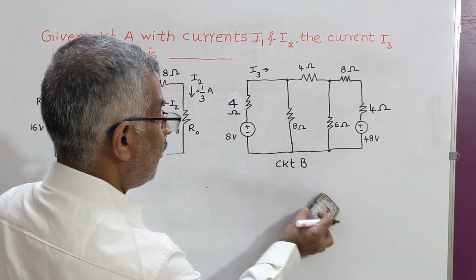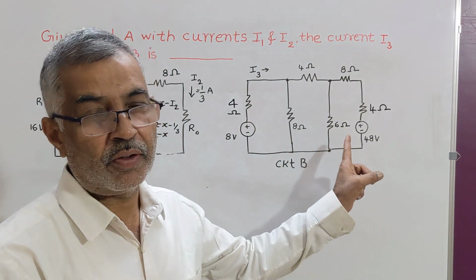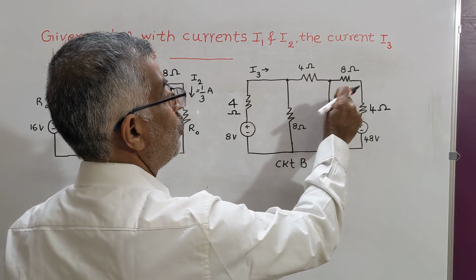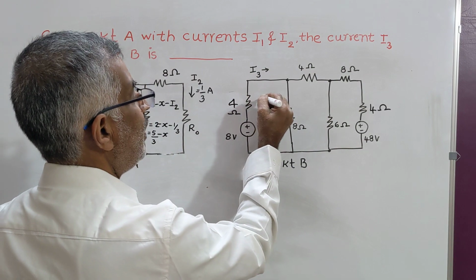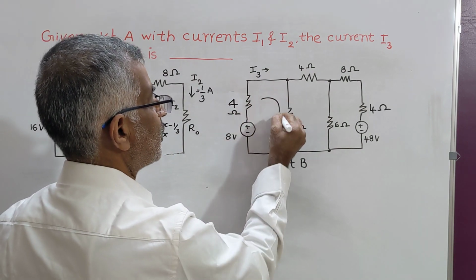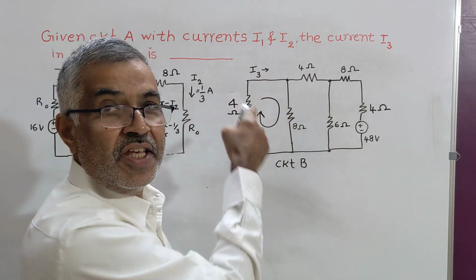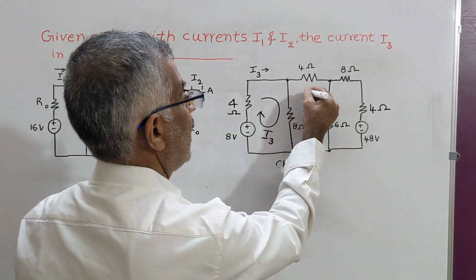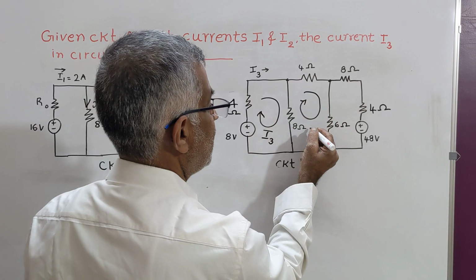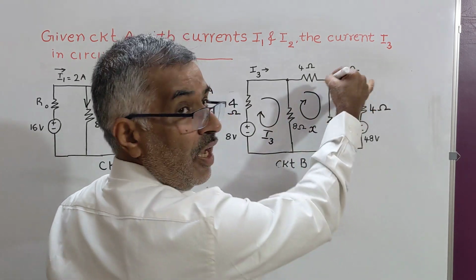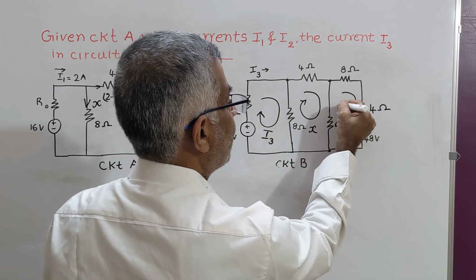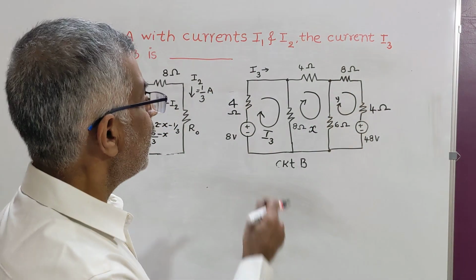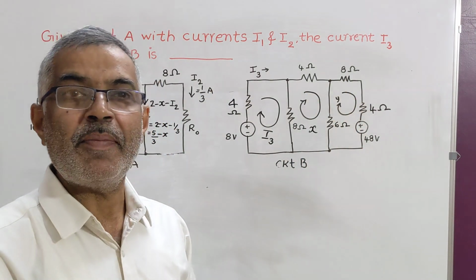Now, first look into this circuit. How many meshes are there? 3: 1, 2, 3. Now I will take meshes in these directions. Already I3 is given, therefore I will call this mesh I3. Next, I will call this mesh X. Next, I will call this mesh Y.